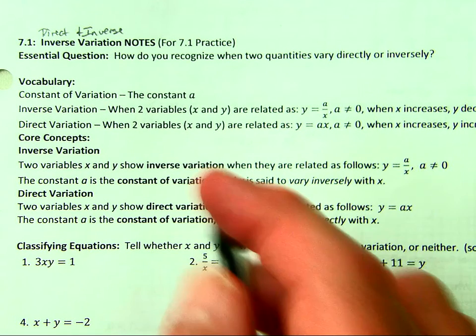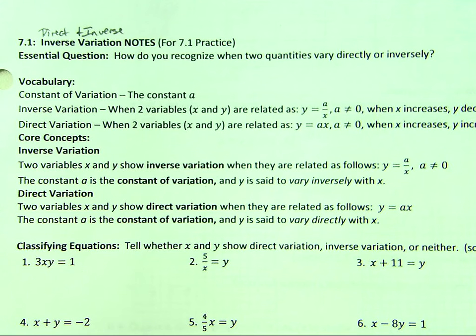Now, for our purposes, we're going to use A for the constant. A lot of places use C for the constant or K for the constant, but here we're going to use A. It really doesn't matter. Again, we have direct and inverse.